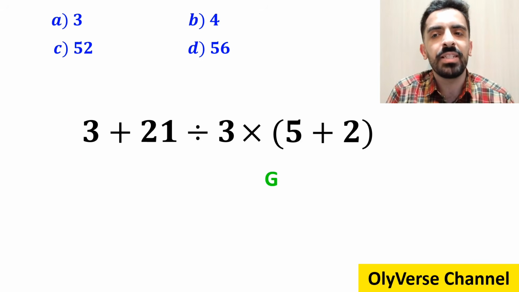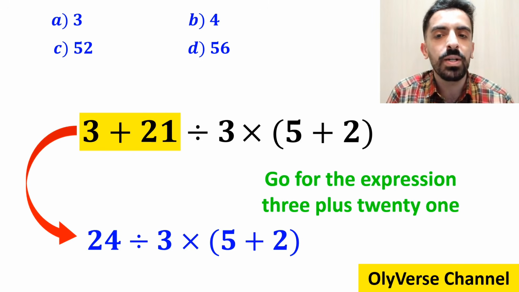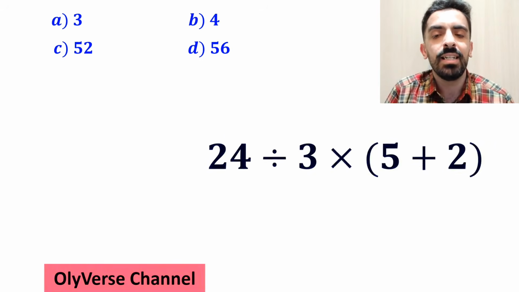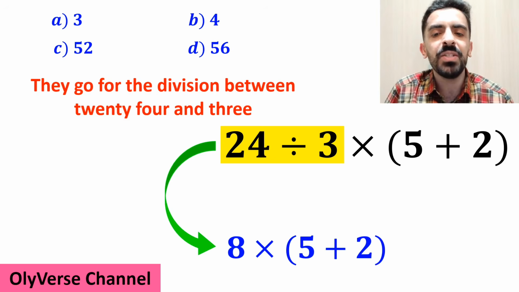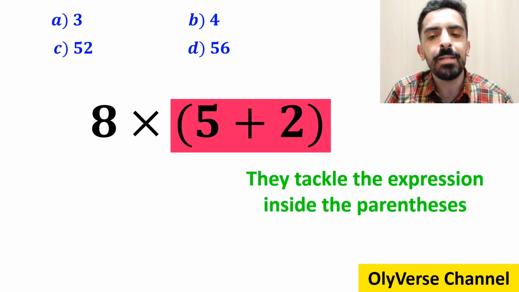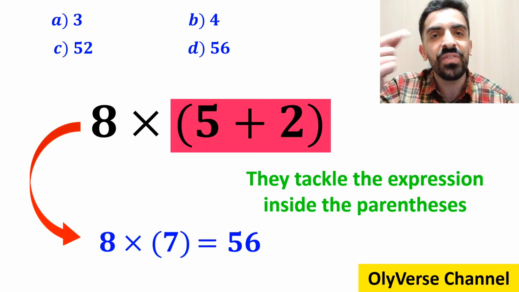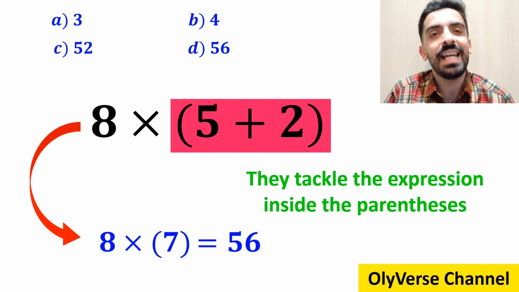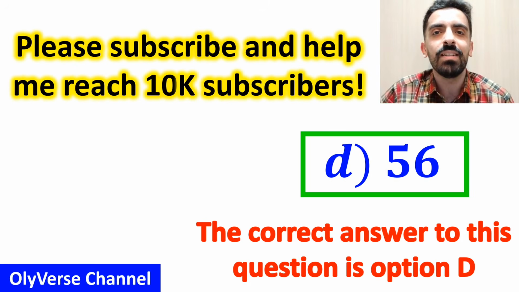Many people, when solving this question, first go for the expression 3 + 21 and write this expression as 24, divided by 3, multiplied by 5 + 2 inside the parentheses. The next step, they go for the division between 24 and 3, and this expression simplifies to 8 multiplied by 5 + 2 inside the parentheses. In the final step, they tackle the expression inside the parentheses and write it as 8 × 7, which ultimately gives them the answer 56. Then, without any hesitation, they quickly say that the correct answer to this question is option D.